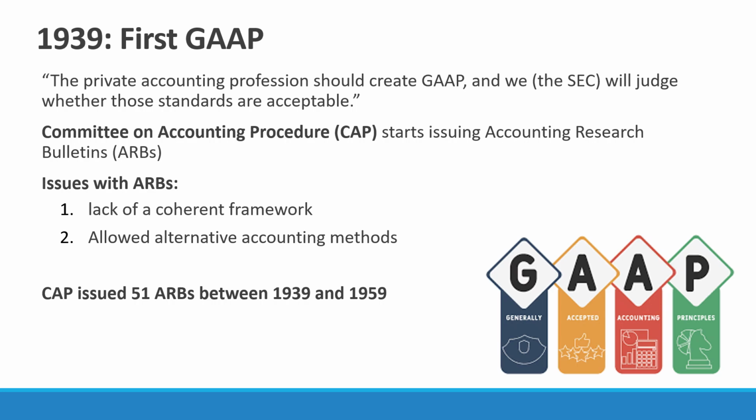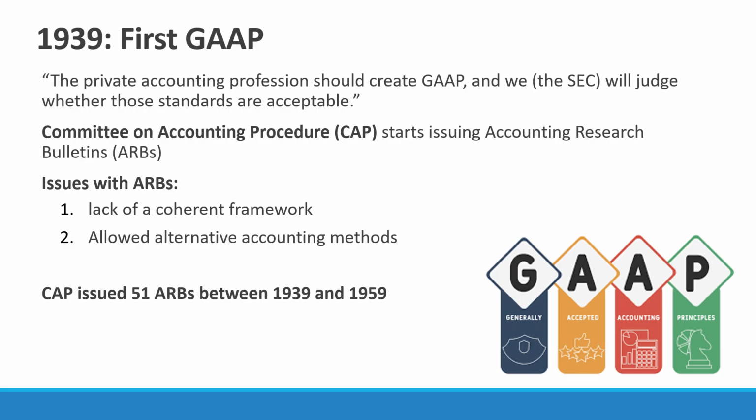The SEC could have written accounting rules directly, but it didn't. Instead, the SEC deferred to the accounting profession to create the accounting rules. It stated that the private accounting profession should create GAAP, and we, the SEC, will judge whether those standards are acceptable. A somewhat passive-aggressive statement.